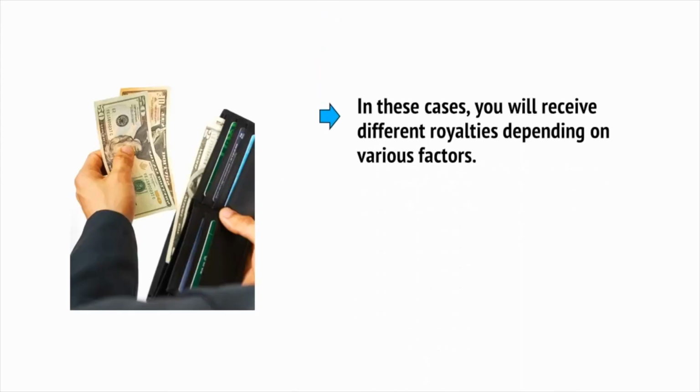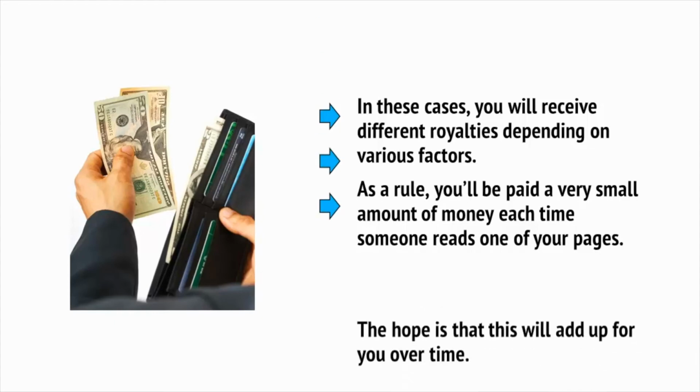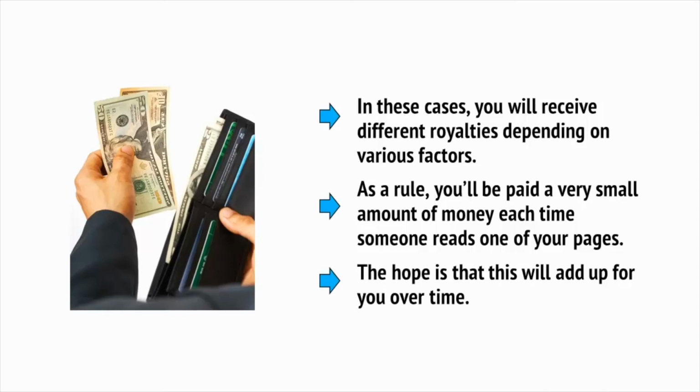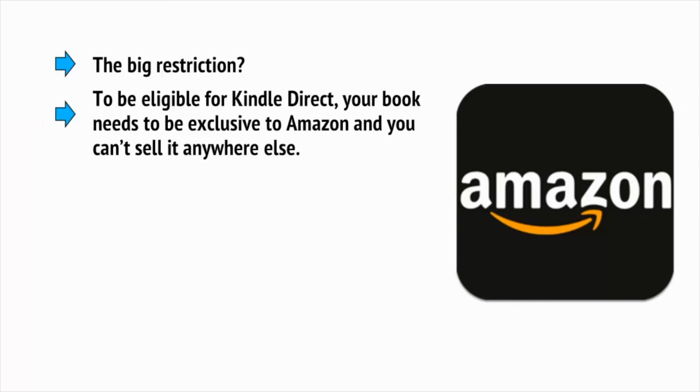There are more options too for how you want to monetize and distribute your book. You can enroll in Kindle Select, for instance, in which case your book will be entered into Kindle Unlimited and will be available for Kindle owners' lending library. In these cases, you will receive different royalties depending on various factors. As a rule, you'll be paid a very small amount of money each time someone reads one of your pages. The hope is that this will add up for you over time. The big restriction? Well, to be eligible for Kindle Select, your book needs to be exclusive to Amazon and you can't sell it anywhere else.